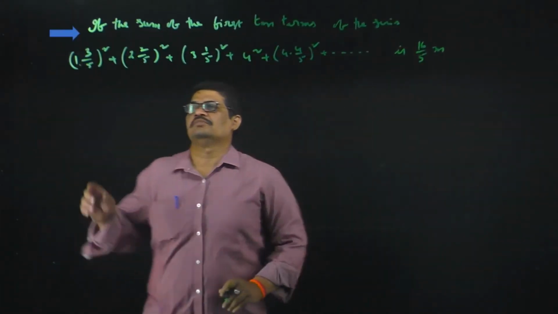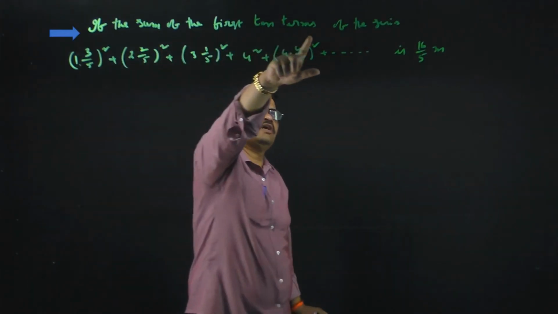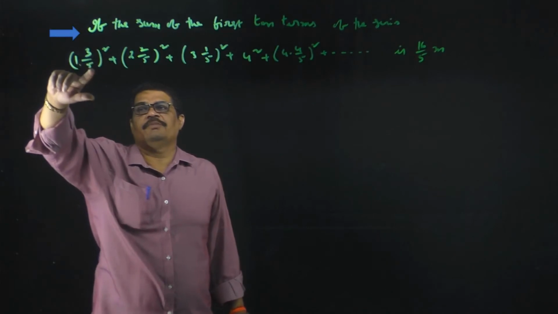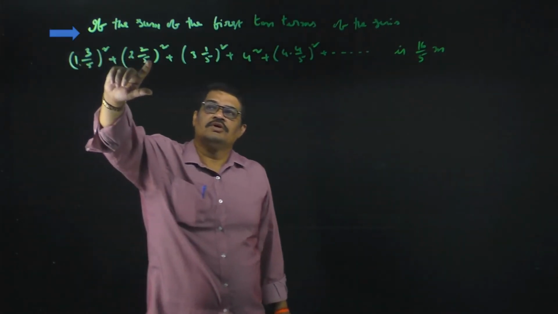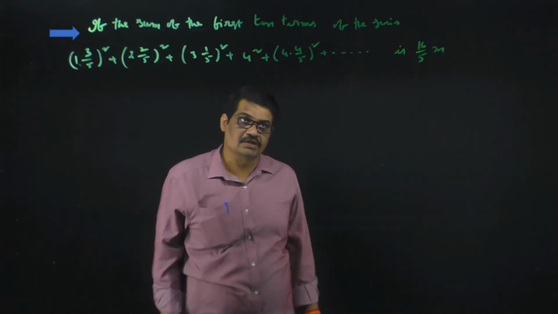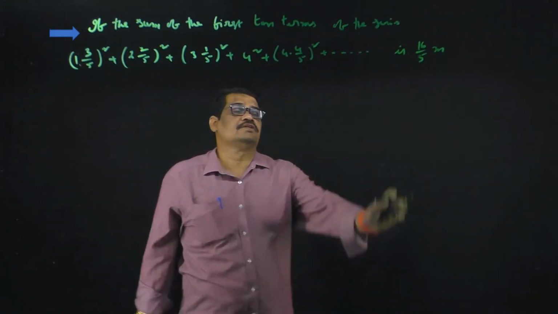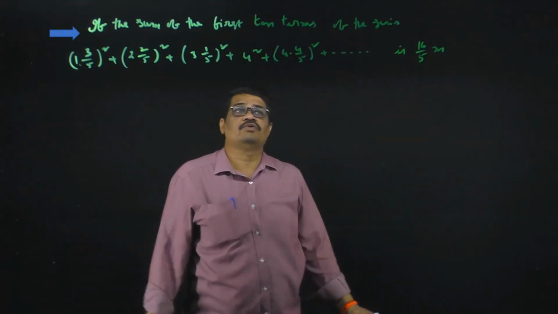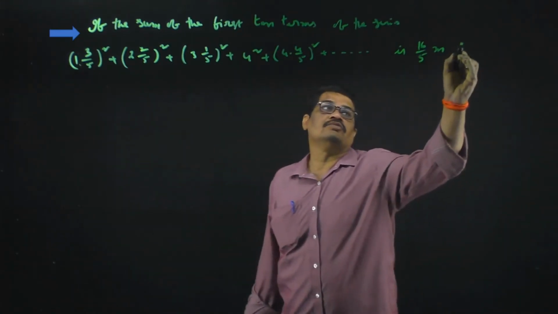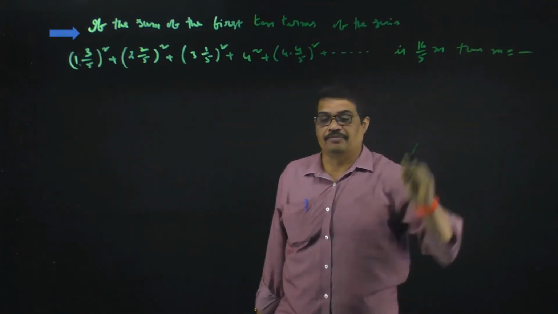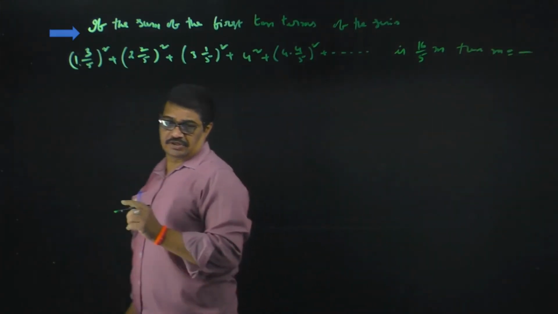See the problem. If the sum of the first 10 terms of the series 1·(3/5)², 2·(2/5)²... the series 1 into (3/5)², 2 into (2/5)², 3 into (1/5)² plus 4² and so on is 16/5 m, then we have to find the value of m. What is the m value? Okay, we have to find the m value. See the solution.